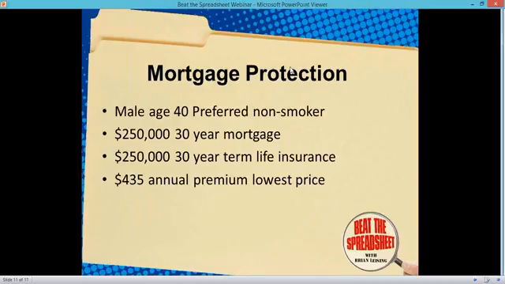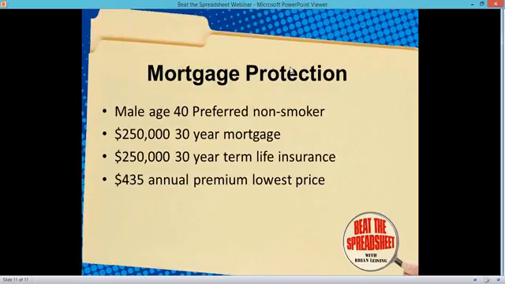He's in good shape, a preferred non-smoker, and he's just taken out a 30-year mortgage on his $250,000 home. So what do we typically do? Well, we find him a 30-year term for $250,000 and think we've got it covered. And it's going to cost him $435 a year. And just this morning, the same price came up with 3 different life insurance companies.